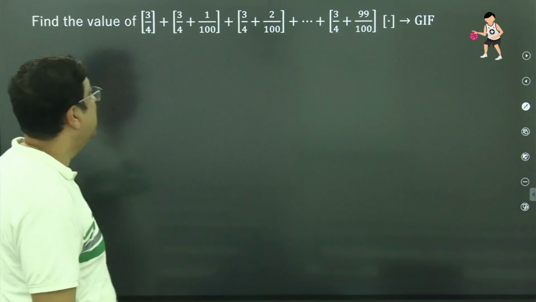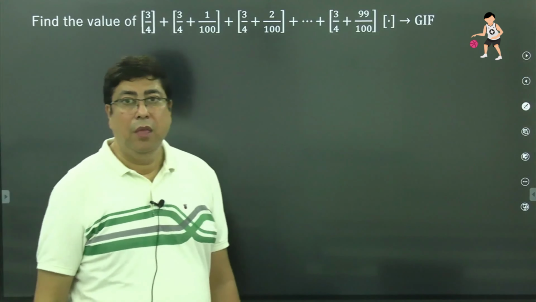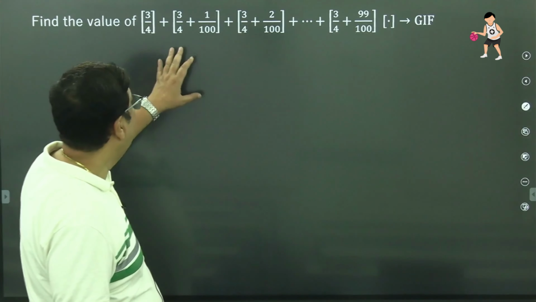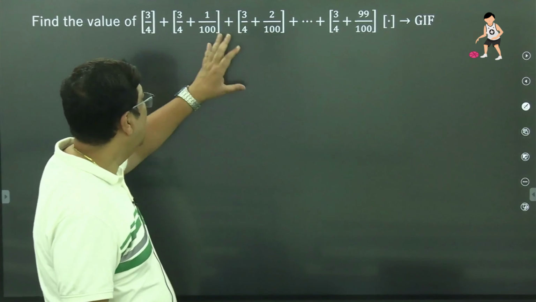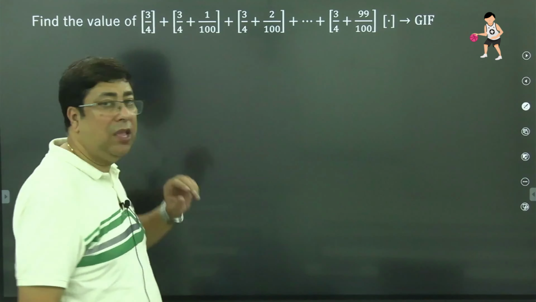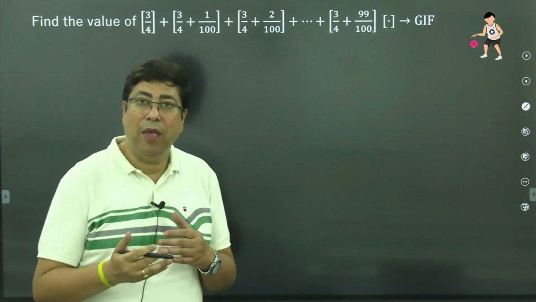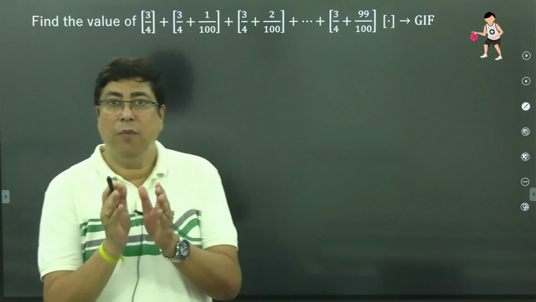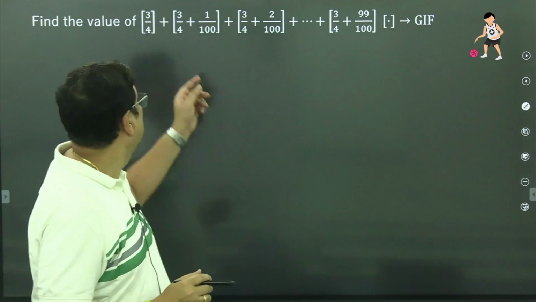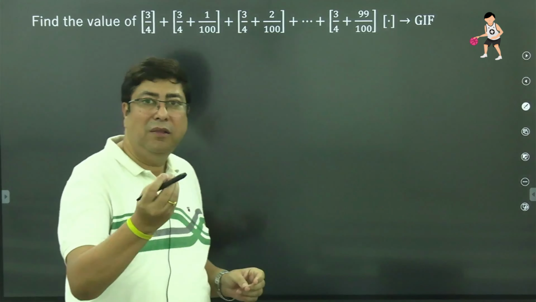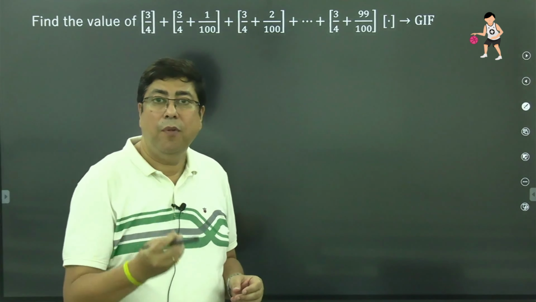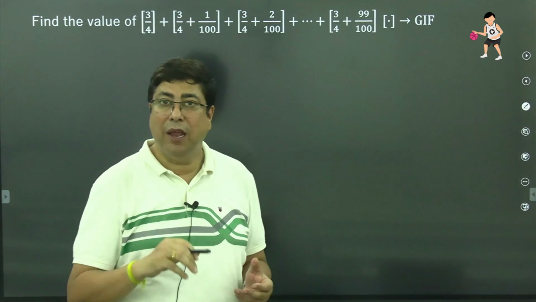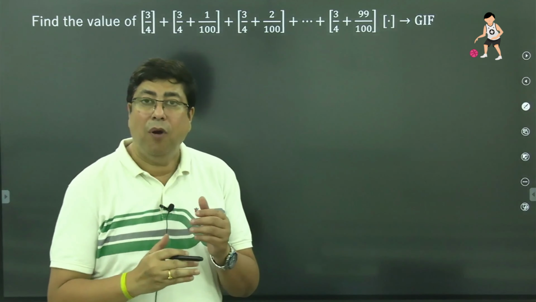So let's solve one previous entrance exam sum. Box of 3/4 plus box of 3/4 plus 1/100 plus box of 3/4 plus 2/100. Just see one thing. What is the value of 3/4? 0.75. This is lesser than 1. Its box is 0. 3/4 plus 1/100 is just more than 0.75. 3/4 plus 2/100 is nearly 0.8. So all boxes are 0.